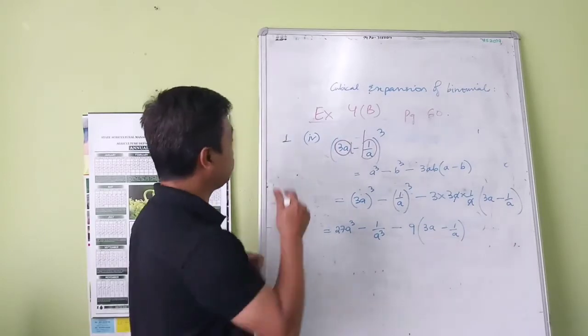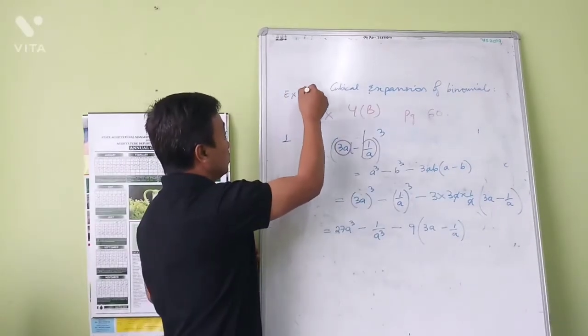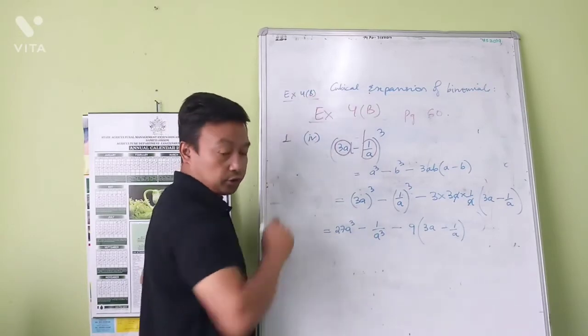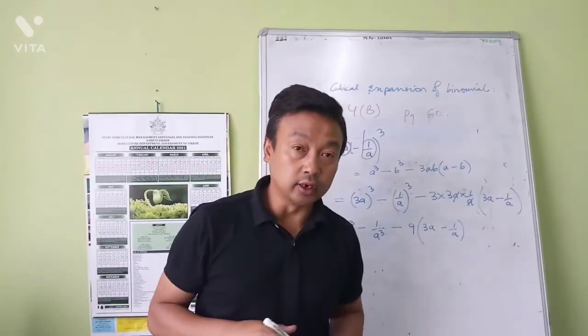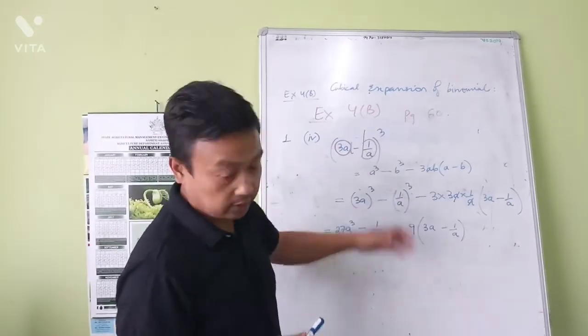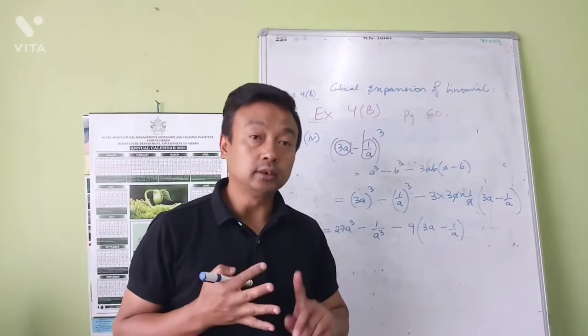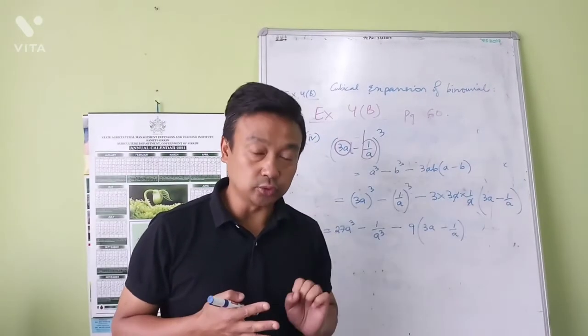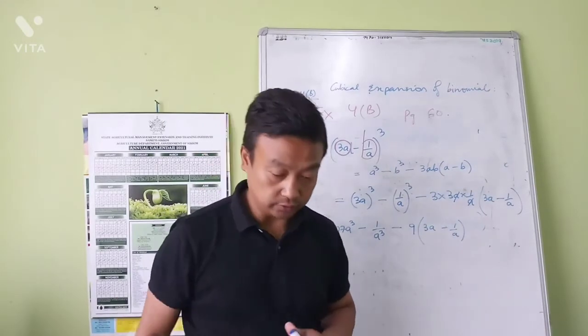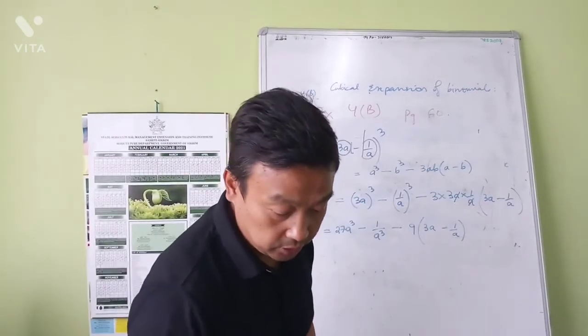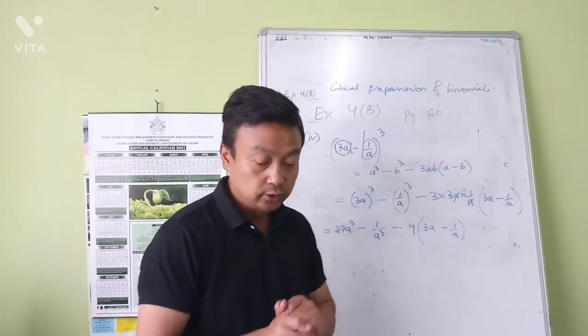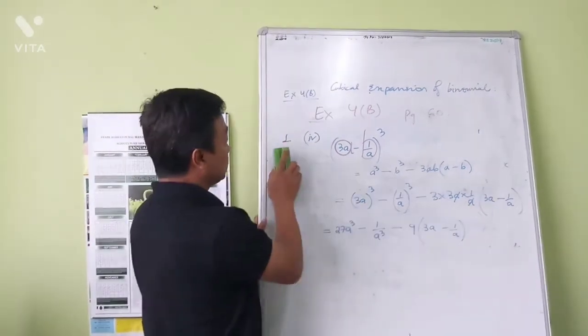Exercise 4B. The first question, you have got question number 1. There are 4 sub questions. I have solved 1. The remaining number 2, number 3 of the first question, you have to do yourself. Okay, so now let me do question number 2. Now question number 2 is slightly different.